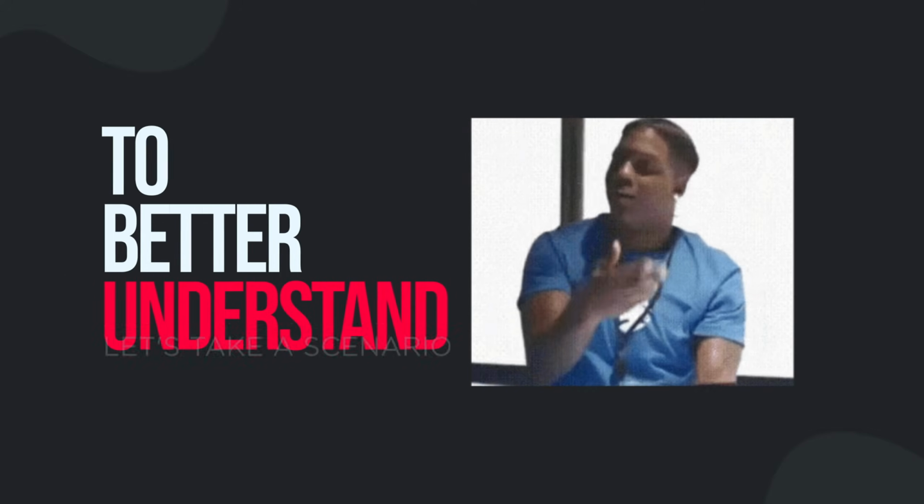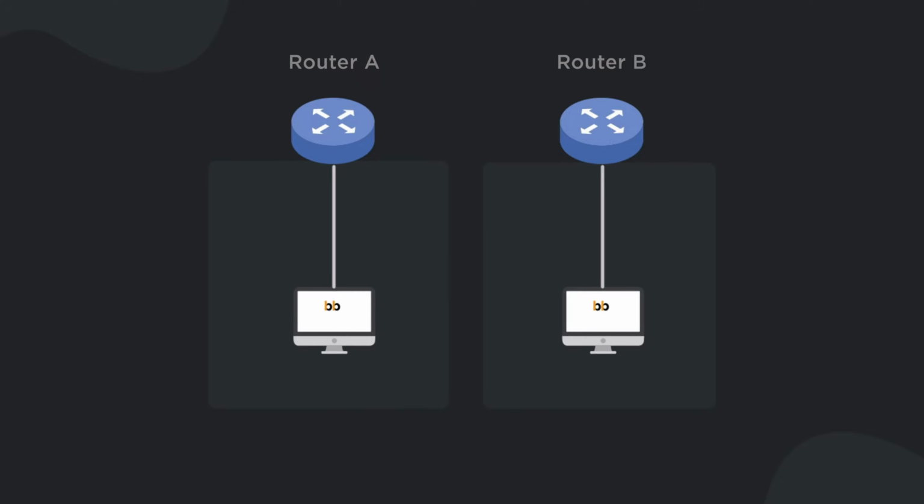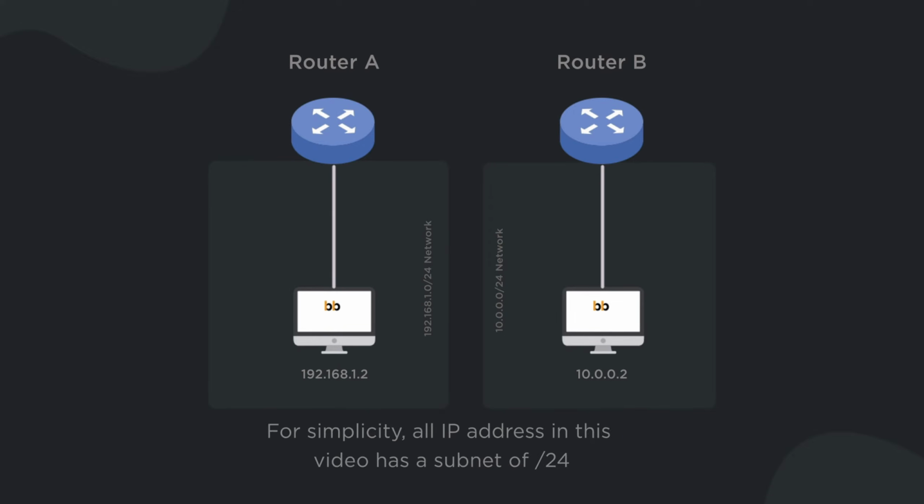To better understand, let's take a scenario. Suppose you have two routers with a PC connected to each. You've given them unique IPs so that they belong to different networks. PC1 lies within the network of 192.168.1.0 and PC2 is in the network of 10.0.0.0, both of which have the same subnet mask of /24.